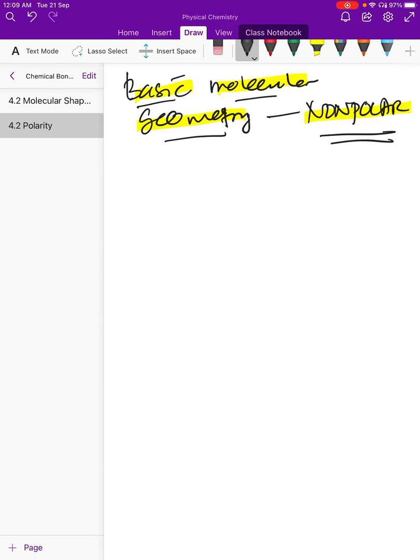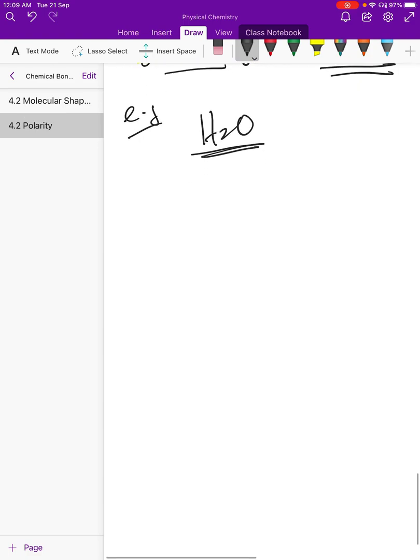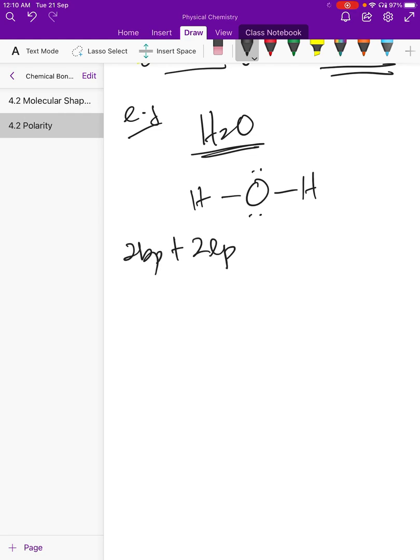Now moving into other examples, we have a few examples over here. Let's say I choose an example like water. We want to determine whether water is polar or non-polar. When we draw the Lewis structure, we will get O, H, H with double dots. This is the Lewis structure of the water molecule. We can see here the central atom has 2 BP and 2 LP, a total of 4 electron pairs.